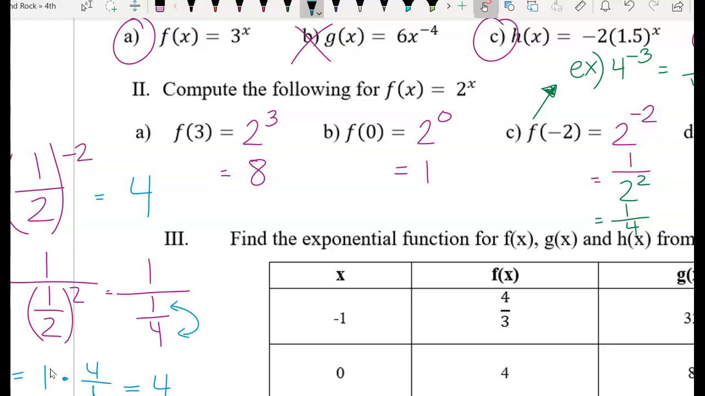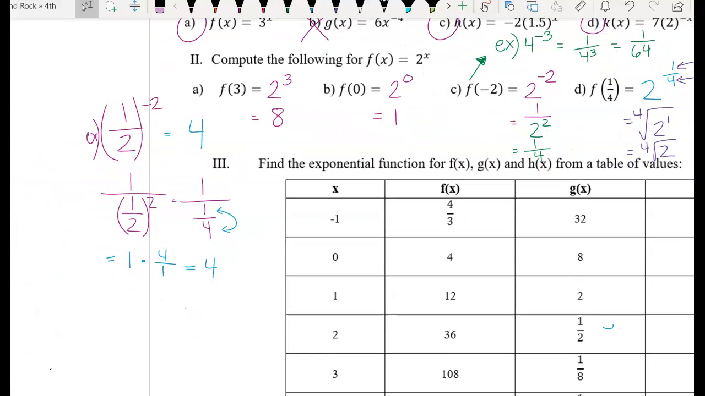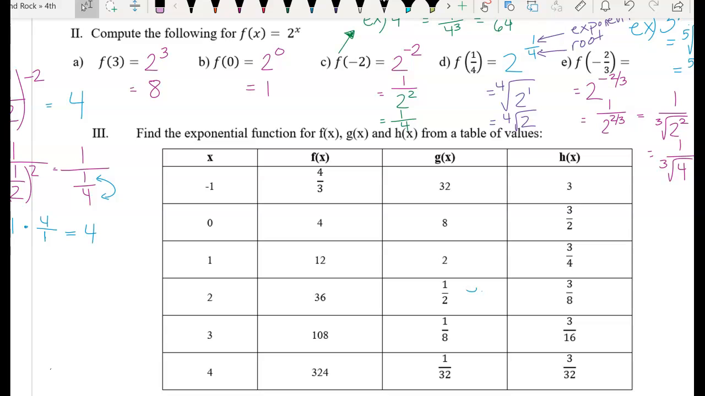Any questions here? I know exponent rules just are slippery for you guys. I have a question. What if it's a fraction and then the exponent is also a fraction? Is that possible? Yeah. Okay. Then you would have some sort of root.